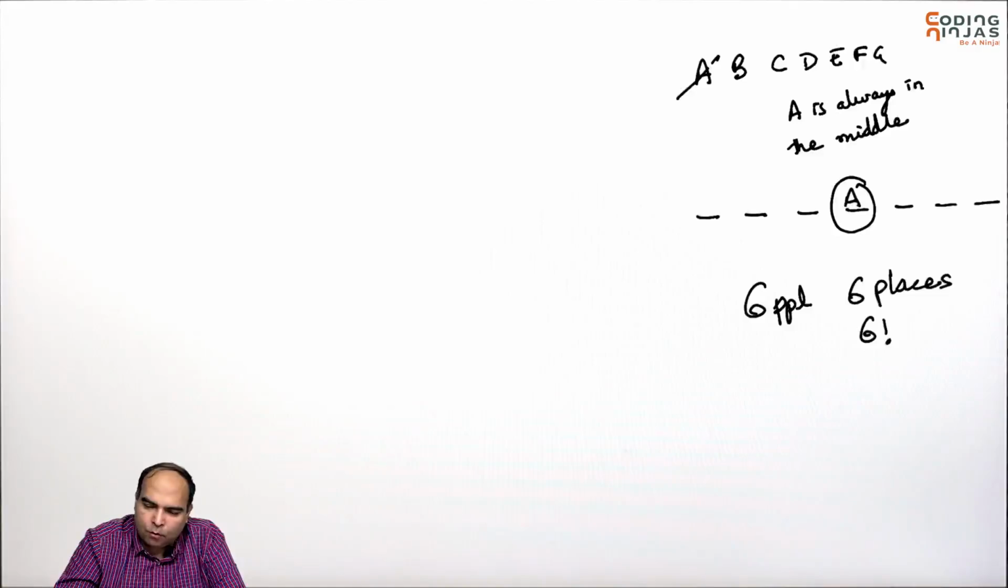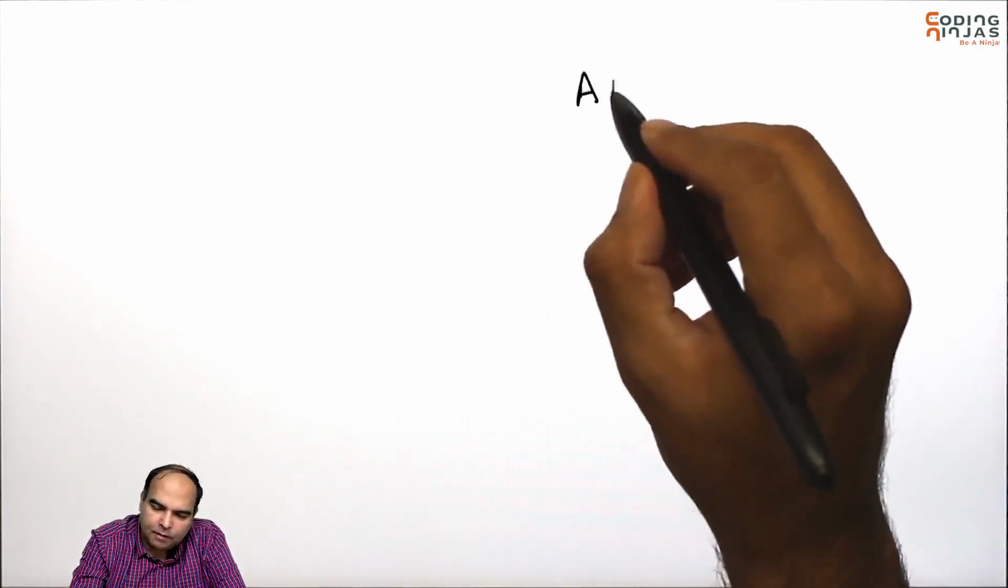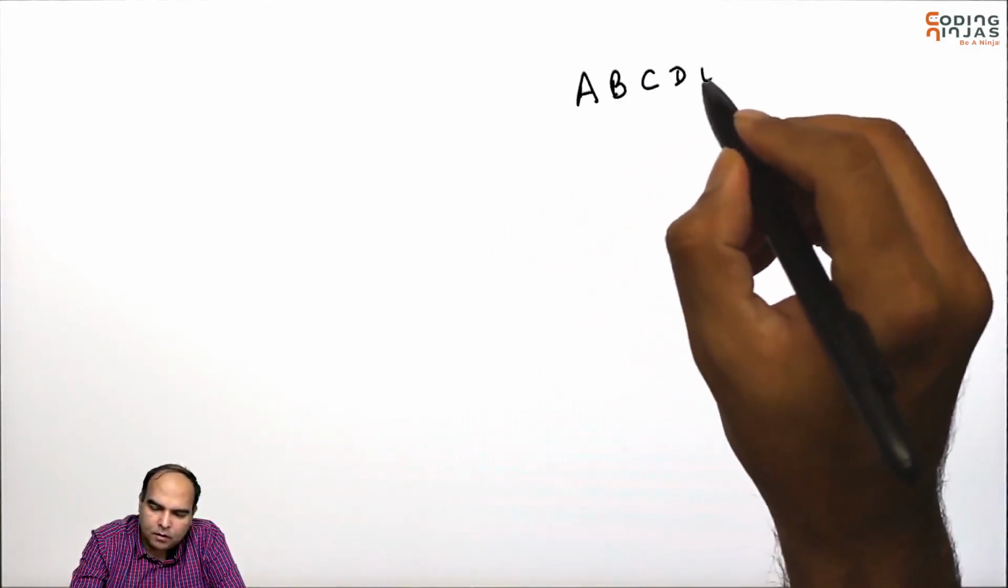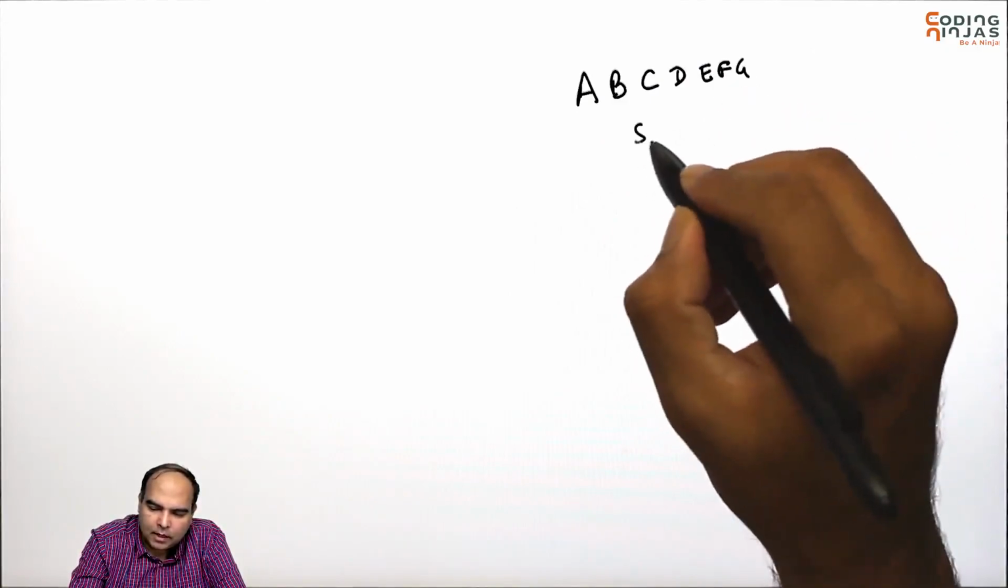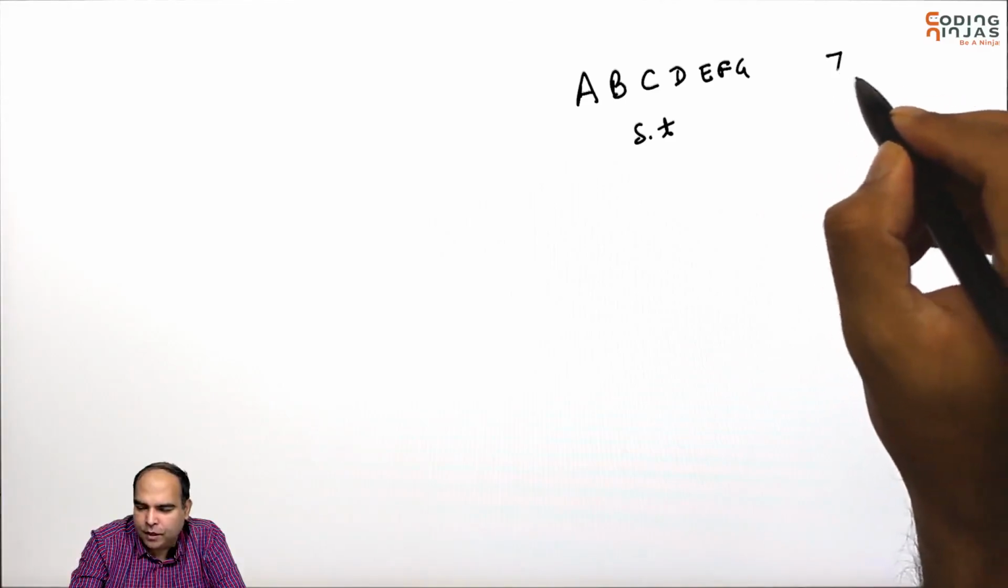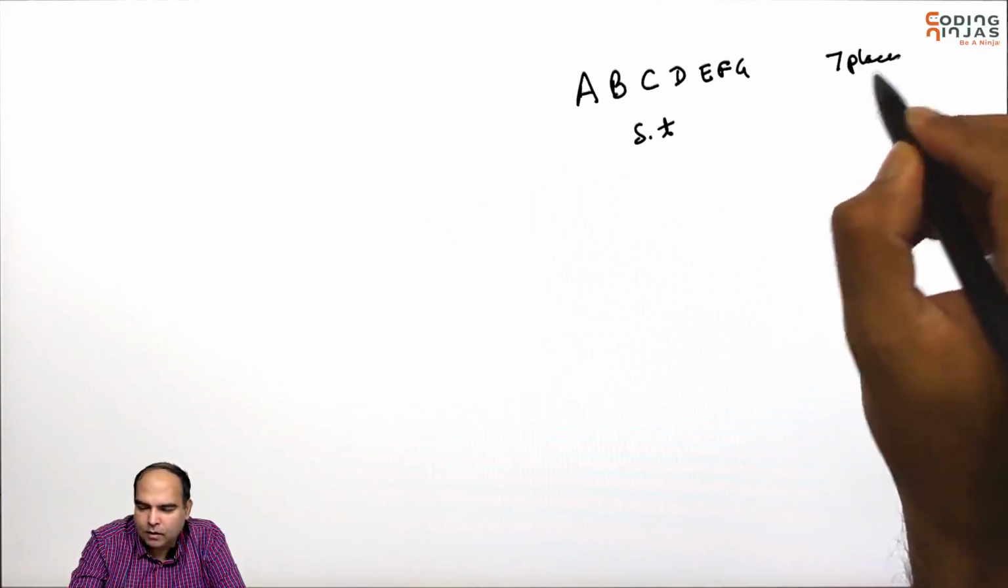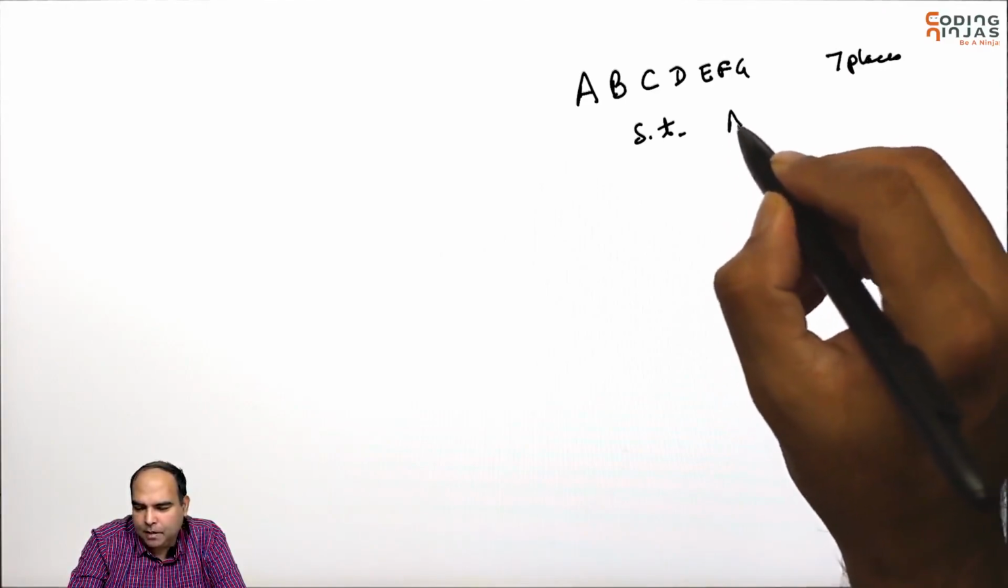Let's look at one more case. A, B, C, D, E, F, G arranged in 7 places on a straight line, such that A and B are not together.